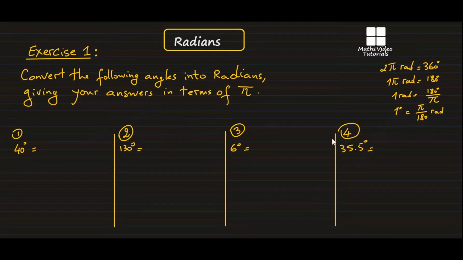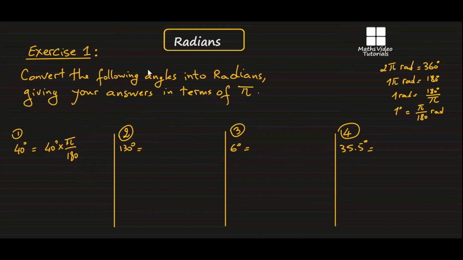We have 4 questions. Let's do the first one, and we want to convert 40 degrees into radians. So we're going to need this one here, degrees to radians, keeping our answer in terms of pi. All you have to do is multiply by this fraction here. So multiply 40 degrees by pi over 180, and then you need to cancel it down.